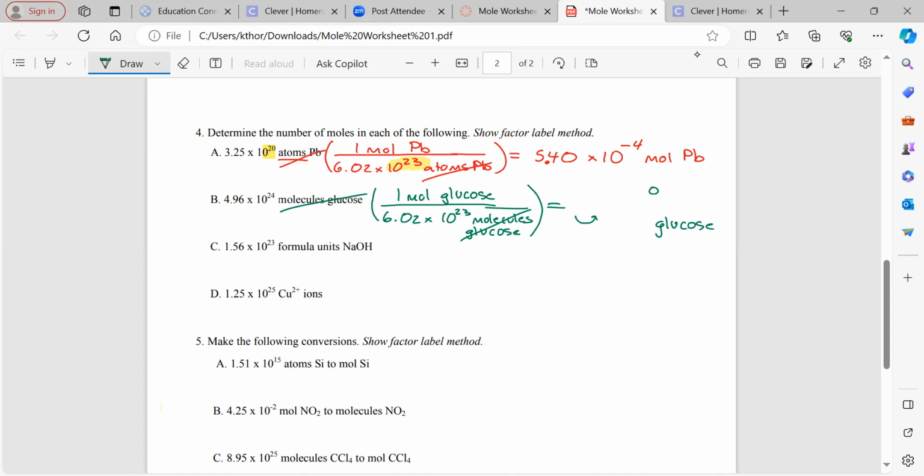So the answer is going to be 8.24 moles of glucose. Again, whenever you have this, that's basically standard notation. The 0 means that the decimal doesn't move. It's where it should be. And so you don't need to write 10 to the 0. You could just write 8.24 moles of glucose. Okay, continuing on.